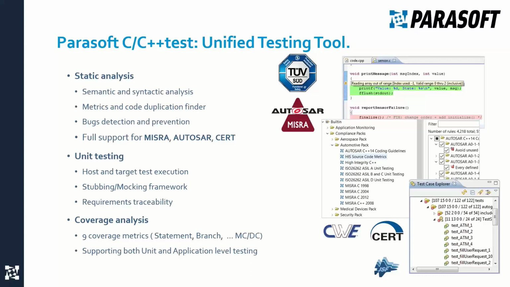Another aspect of a tool is unit testing, where the tool helps you quickly create and execute unit tests on either host or your embedded target. The tool helps you to isolate components using stubbing and mocking frameworks, trace to requirements and whatnot. The important thing is, once you've executed the tests, you want to know how well you covered your software, and we report various coverage metrics.